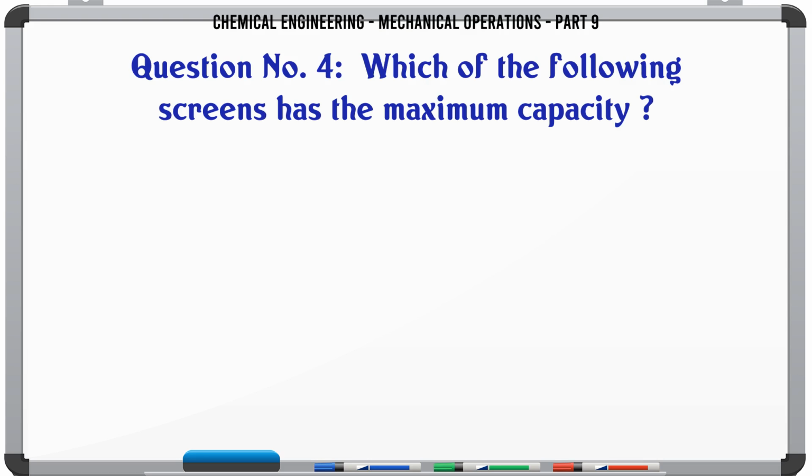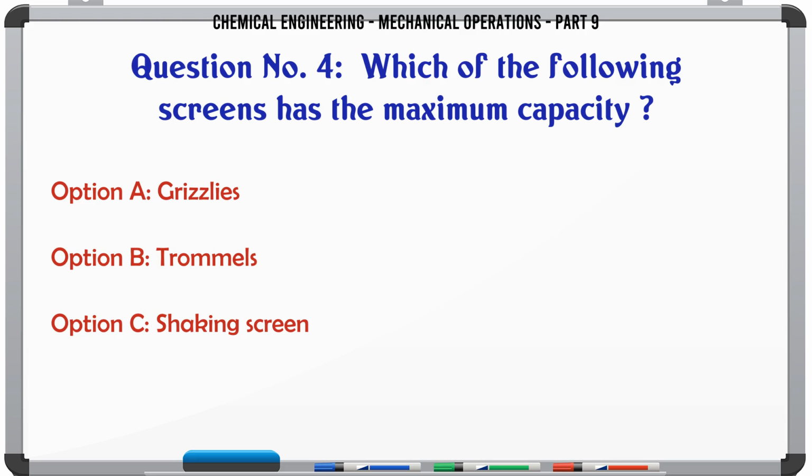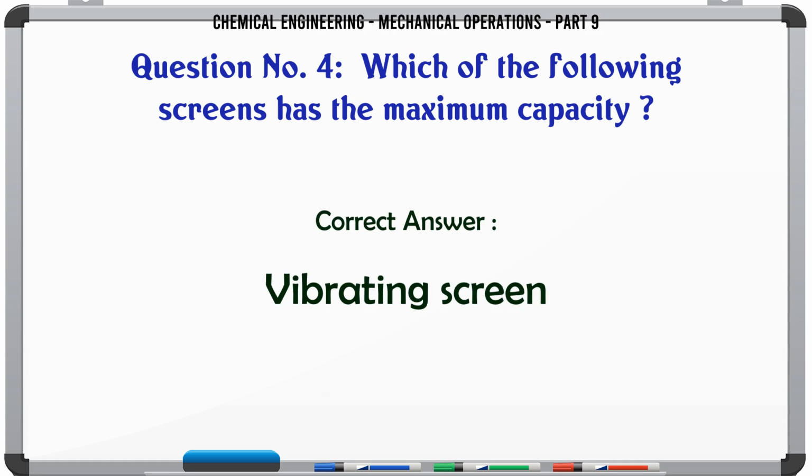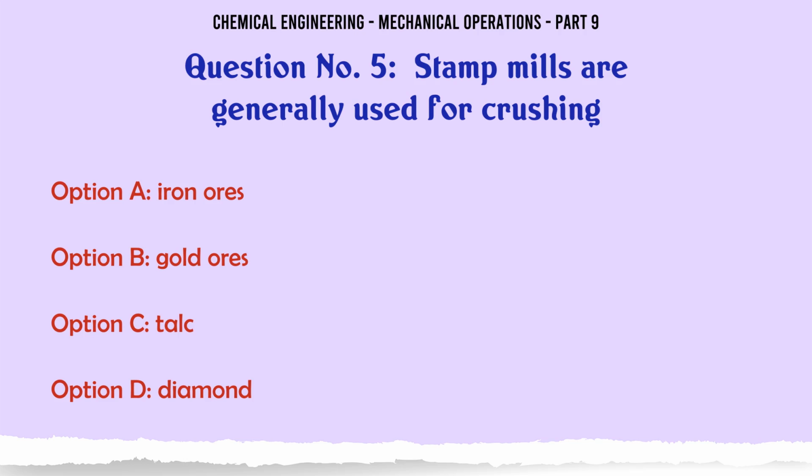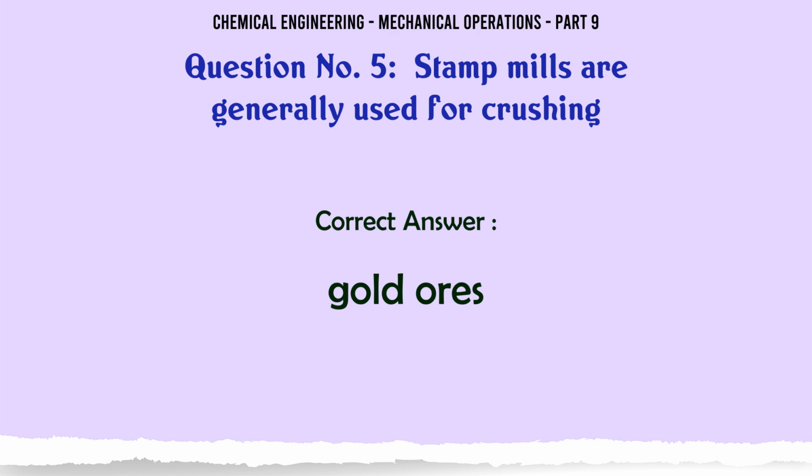Which of the following screens has the maximum capacity? A. Grizzlies, B. Trammels, C. Shaking screen, D. Vibrating screen. The correct answer is vibrating screen. Stamp mills are generally used for crushing A. Iron ores, B. Gold ores, C. Talc, D. Diamond. The correct answer is gold ores.